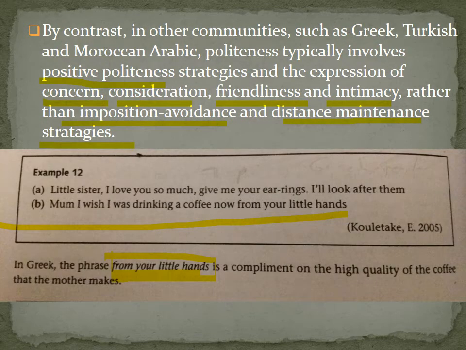I was wondering if it would be convenient for you people to help us out here. By contrast, in other communities such as Greek, Turkish, and Moroccan Arabic, politeness typically involves positive politeness strategies and the expressions of consent, considerations, friendliness, and intimacy, rather than imposition, avoidance, and distance maintenance strategies.